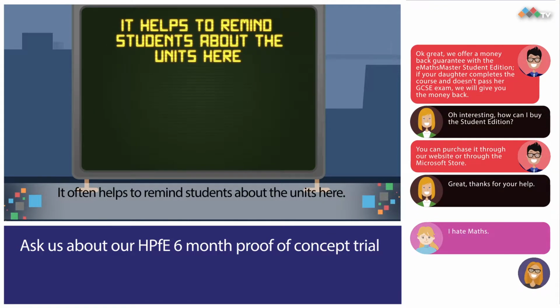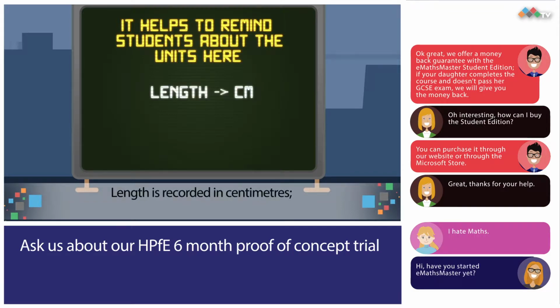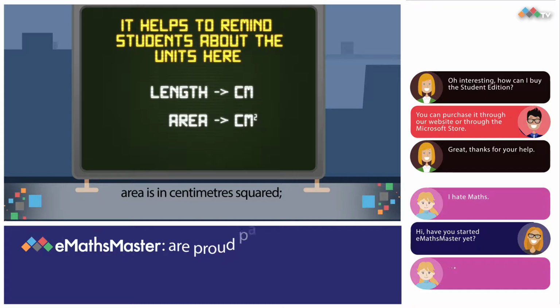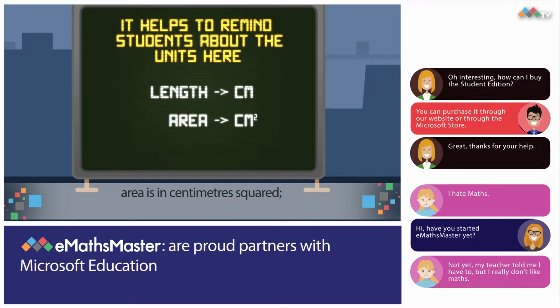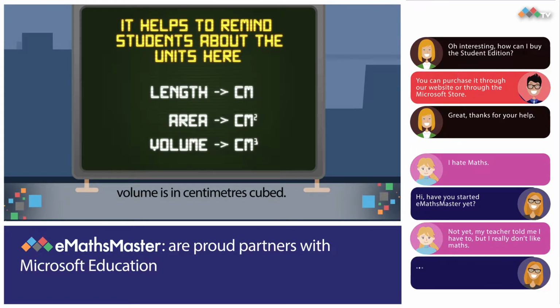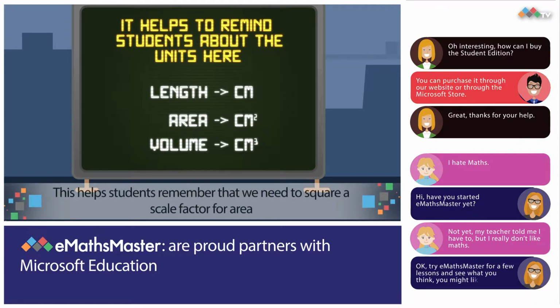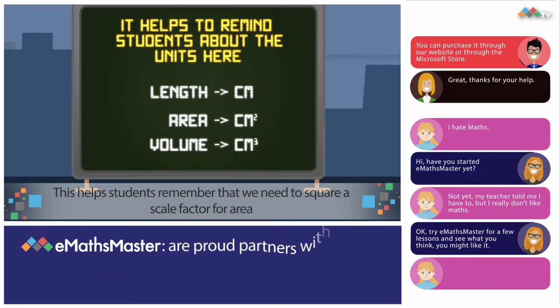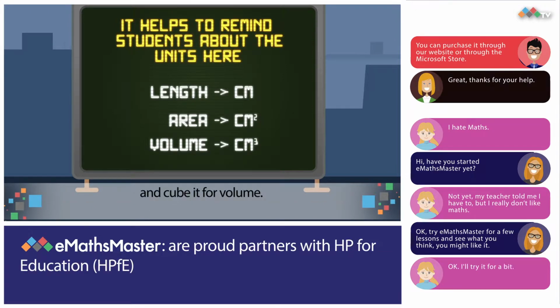It often helps to remind students about the units here. Length is recorded in centimetres. Area is in centimetres squared. Volume is in centimetres cubed. This helps students remember that we need to square a scale factor for area and cube it for volume.